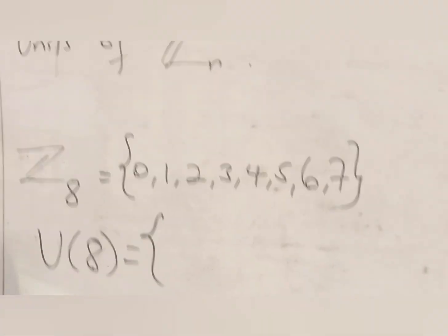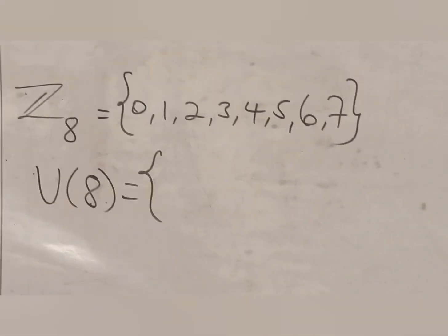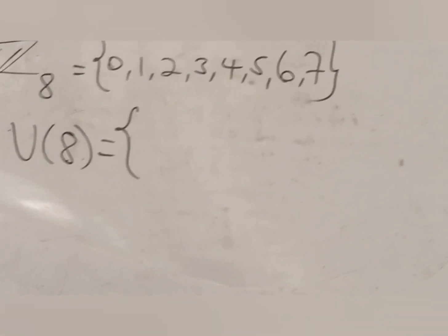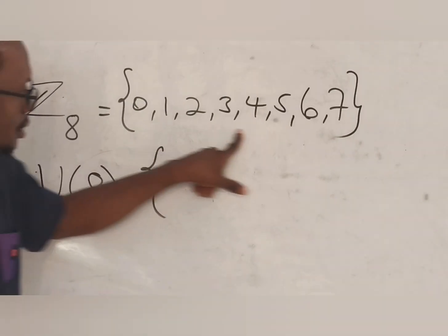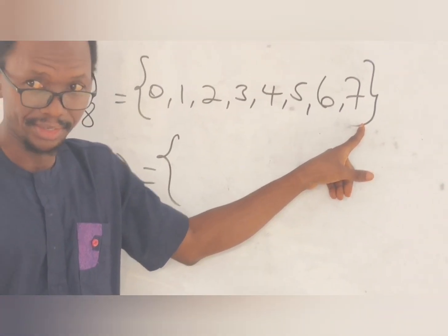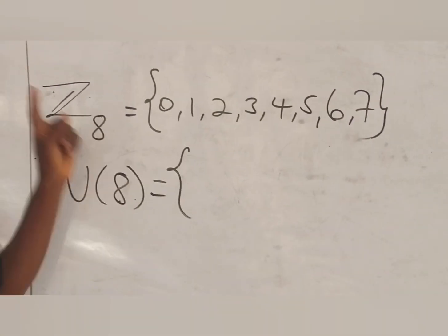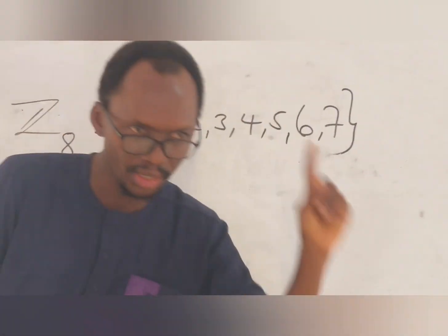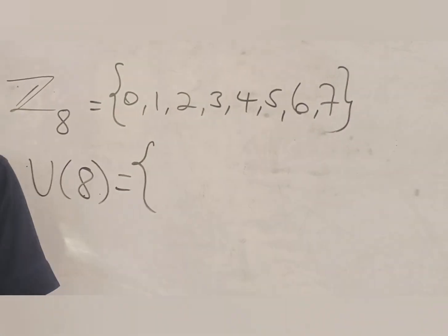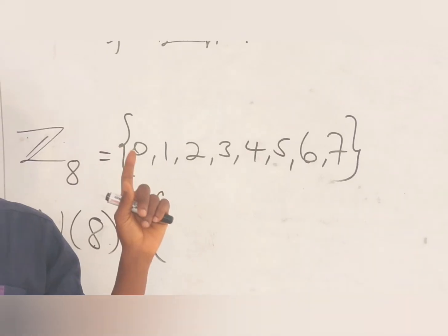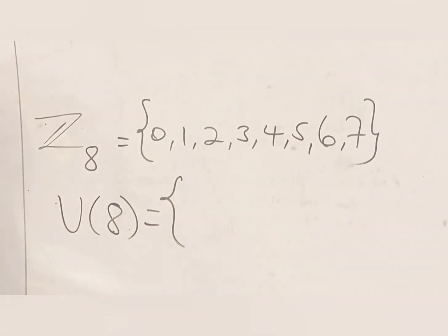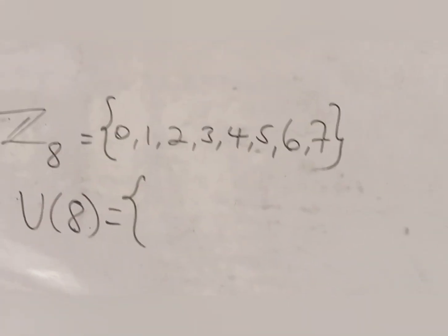And to write elements of U8, they say elements that are relatively prime to the number n. What is our n? So all these elements of Zn that are relatively prime to the number 8. Relatively prime means the only common factor between that number and 8 should be 1. There should be no common factor apart from 1. You see the meaning of relatively prime? So you are going to look at these numbers which are relatively prime to 8.